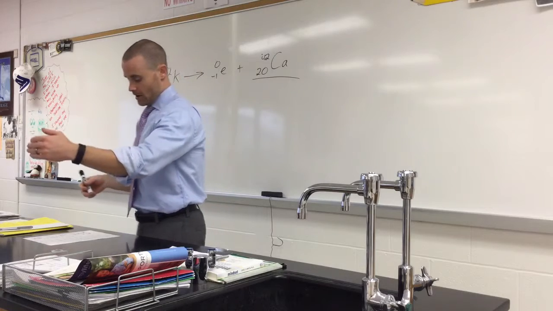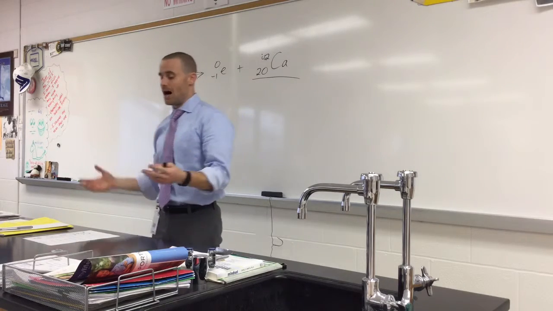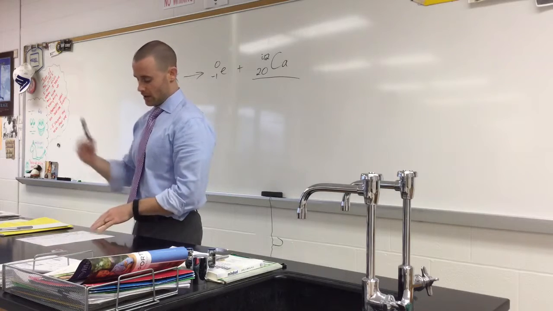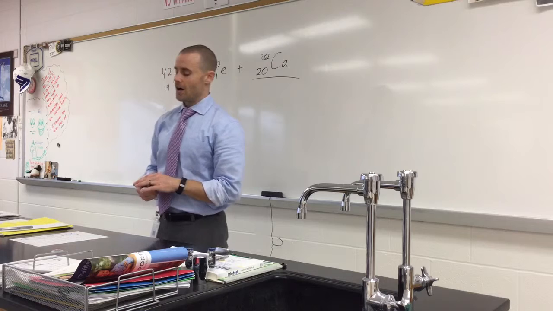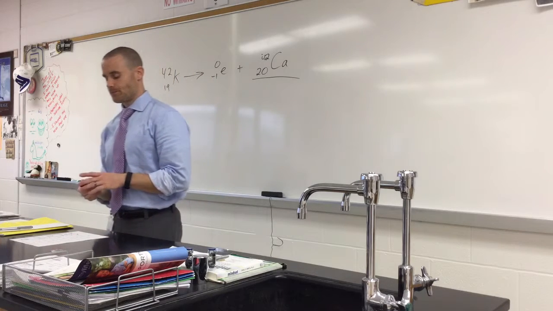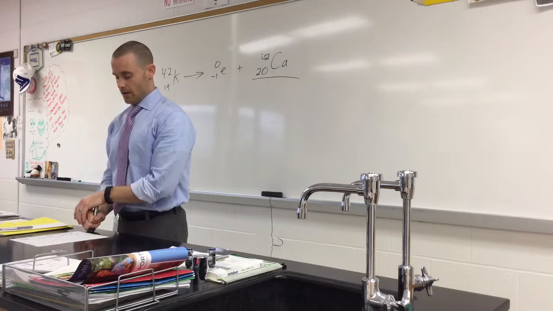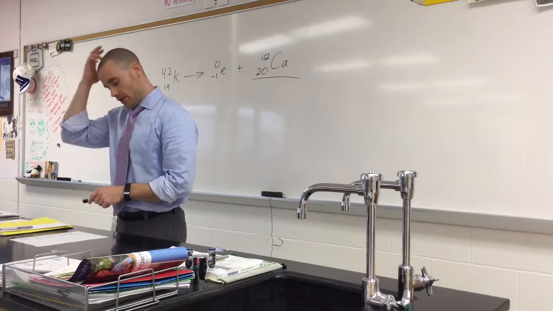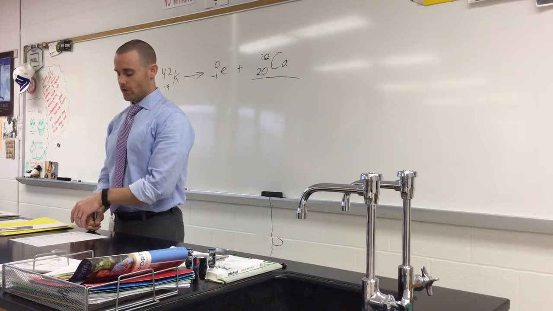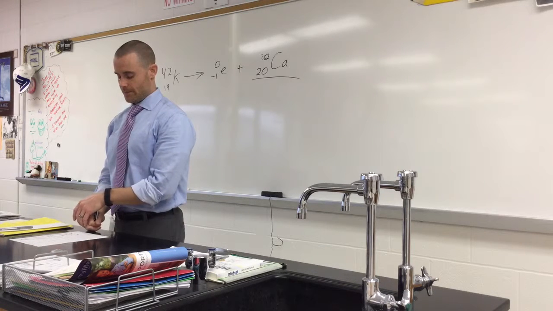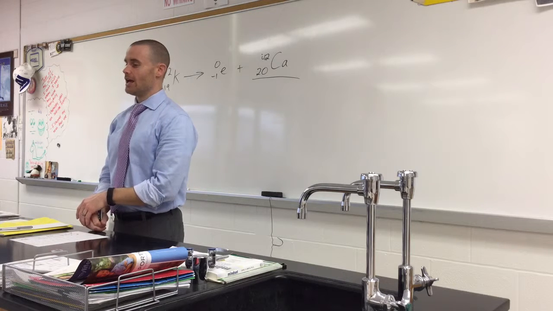All right, now I'm going to rip through all the answers. Stay with me. If you get one wrong and you don't know why, please ask a question at the end. Number 2, 235 over 92 U. Number 3, 4 over 2 He. Number 4, 4 over 2 He. Number 5, 3 over 1 H.